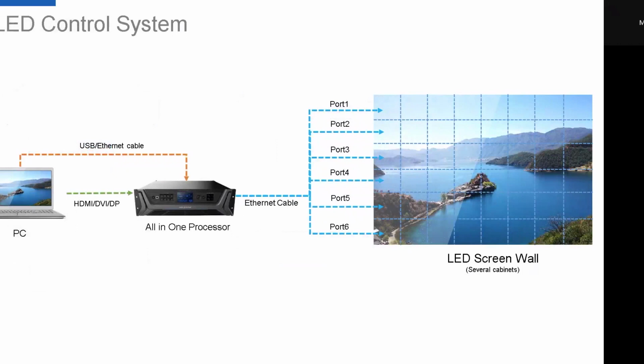Since the all-in-one processor has the scanning function and also the video processing function, we do not need a video processor in this system. So the PC, the video source, is directly connected to the all-in-one processor, and then goes to your LED screen. From the system structure, we can easily know the source recognition problems may be related to the PC, the video cable, and the all-in-one processor itself.